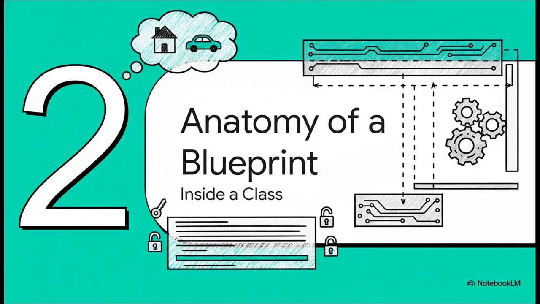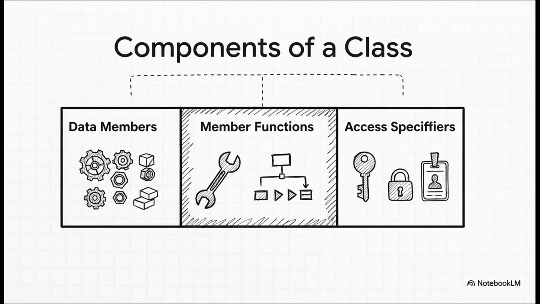All right, so let's pop the hood. Let's really get in there and take a look at the anatomy of this blueprint. What are the essential parts that make up every single C++ class? It really boils down to three key parts. First, you've got your data members. The best way to think of these is as the materials list on your blueprint. They're just the variables that are going to hold all the information.